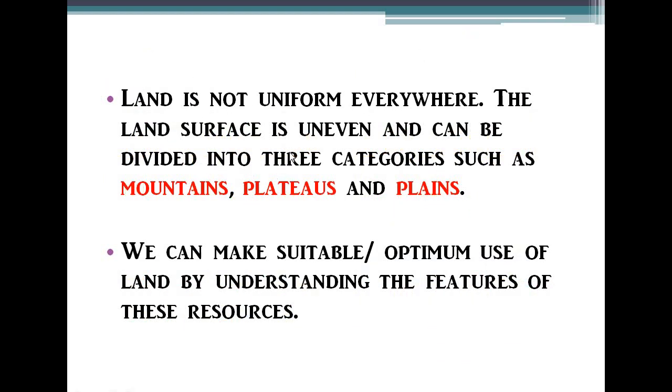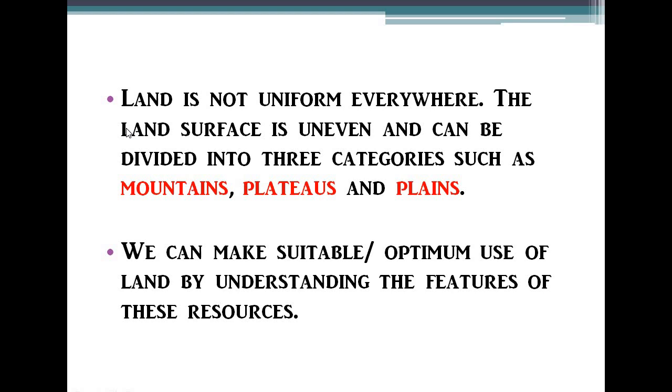Land is not uniform everywhere. The land surface is uneven and can be divided into 3 categories, such as mountains, plateaus, and plains. We can make suitable optimum use of land by understanding the features of these resources.